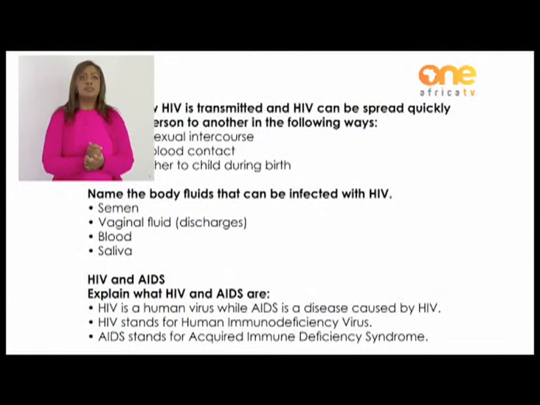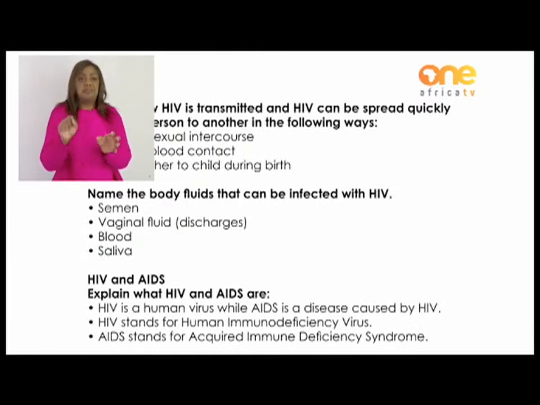We are moving on to page 24. On page 24, it says that you must be able to explain how HIV is transmitted. Let's make a change here. Where it says, explain how HIV is transmitted and HIV can be spread quickly, I want all of us to draw a line from "and HIV can spread quickly from one person to another in the following ways." I want us to remove that one. Then you will just end where it says, explain how HIV is transmitted. Then that will be right.